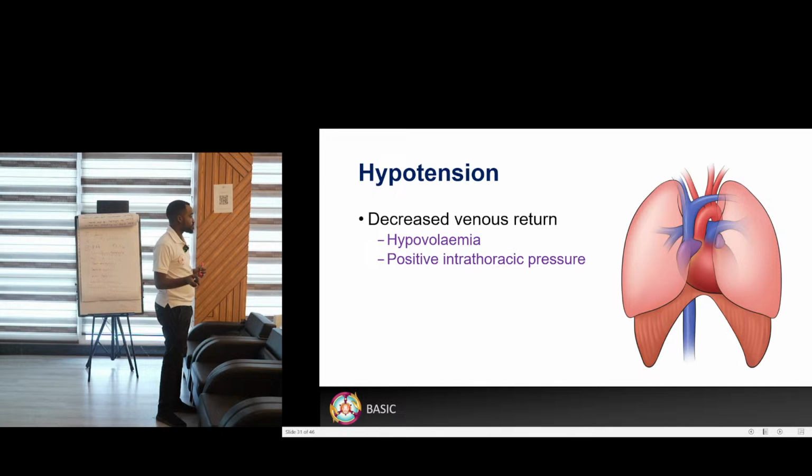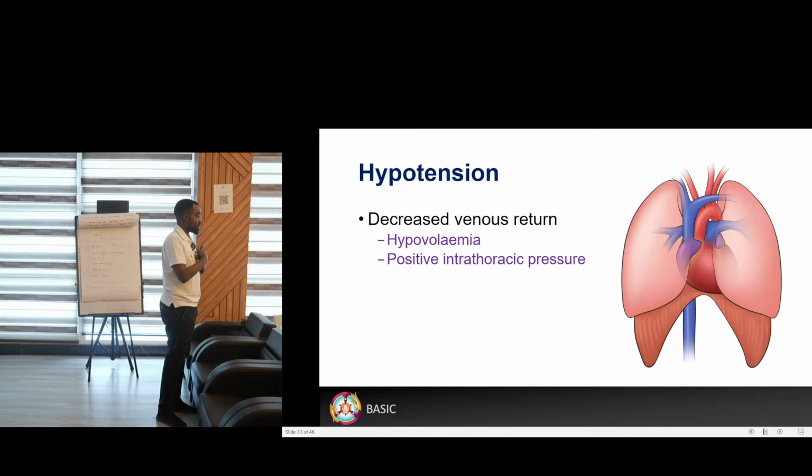How? Decrease in venous return. Physiologically, normally, pressure goes from high pressure towards low pressure. So here, my inferior vena cava pours into the right atrium. It's clear. So when I breathe in, I create a negative pressure in my chest. That negative pressure causes a pool of blood to come towards your right atrium.